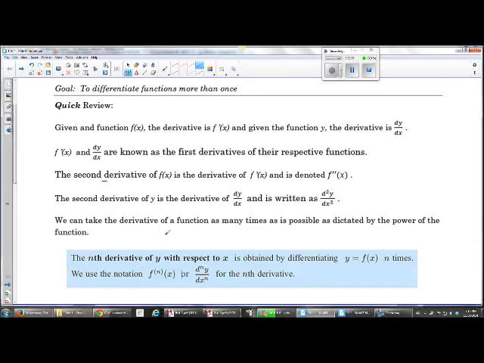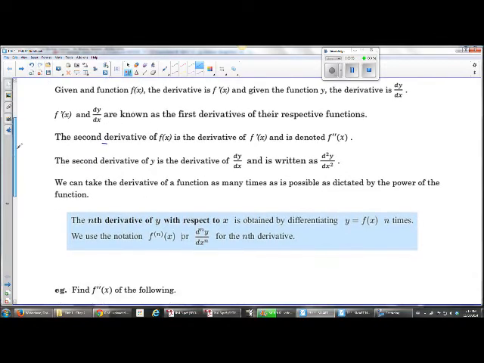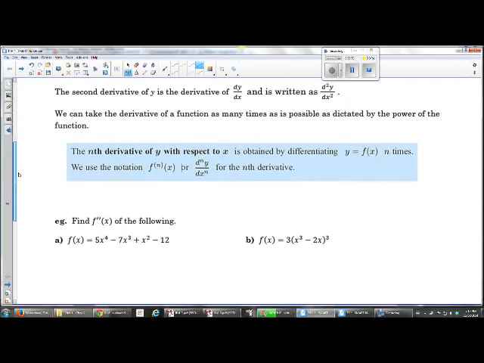And we can take the derivative of a function as many times as we like, as dictated by the power of the function. So the nth derivative of y with respect to x is obtained by differentiating y equals f of x n times. The notation we would use would be f to the n of x, or f differentiated n times of x, or d to the n y over dx to the power n.